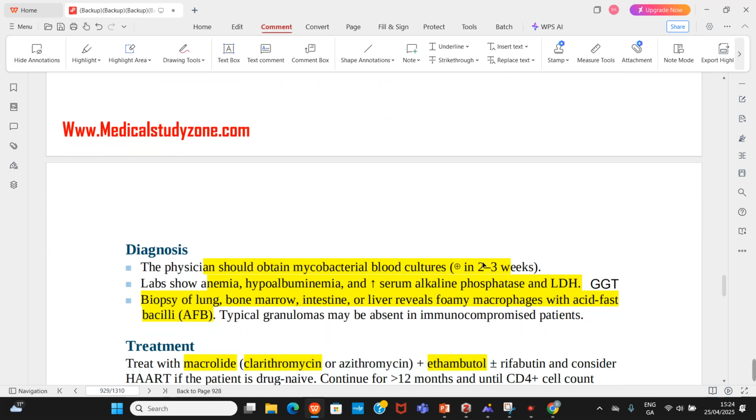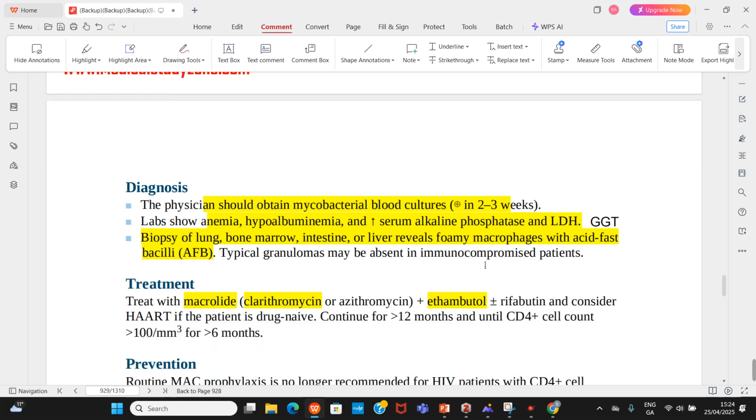And wait for 2 to 3 weeks and see the growth. At the same time, you can do some labs while you are waiting. So what labs do you want to order? If I were to be in the exam and I'm taking Step 3, the two major labs that I should not forget would be alkaline phosphatase and GGT.